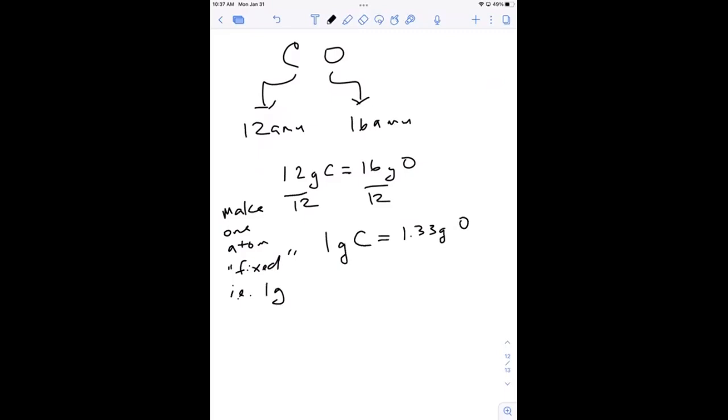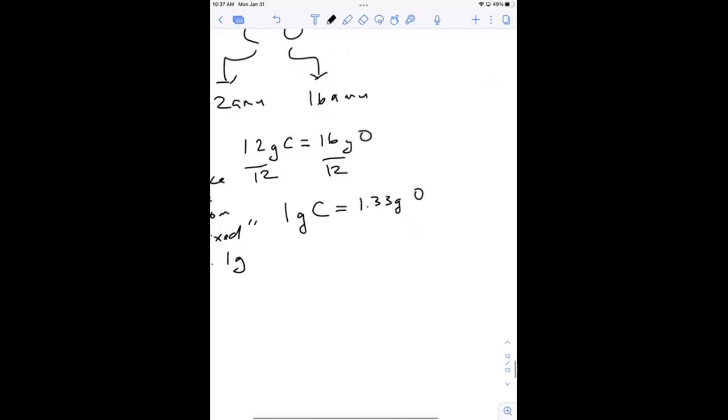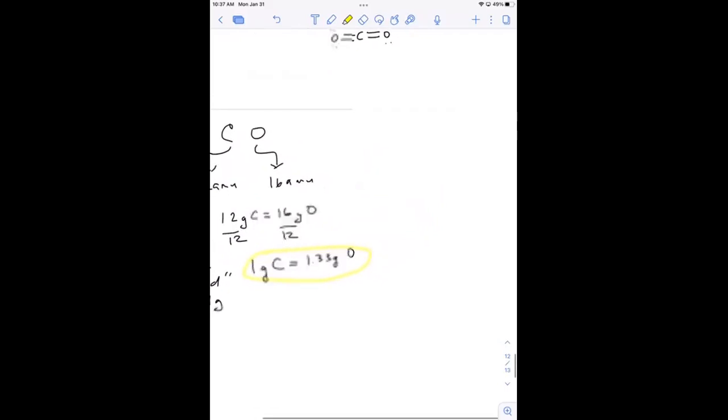That's right. Okay. So this part right here is similar to what we did for constant proportions, right? This will always be the ratio of carbon to oxygen in a sample of carbon monoxide. But now we want to compare this to carbon dioxide. So let's do that on the other side.